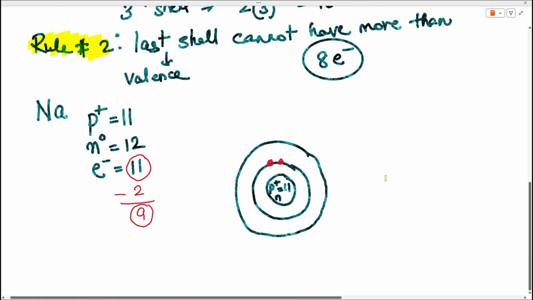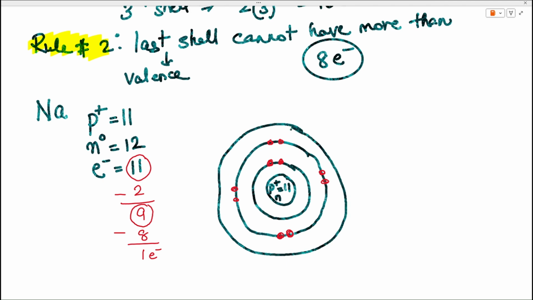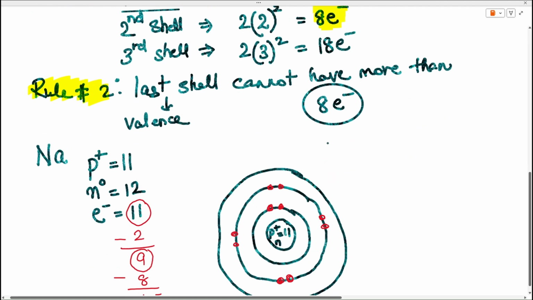So let us try putting those 8 electrons, because we still have 9. 1, 2, 3, 4, 5, 6, 7, 8. We have put in 8 electrons. We are still left with 1 more electron. So let us make 1 more energy level or shell. And because this is the last shell, it can have 18 electrons. So we will put that 1 single electron over here.